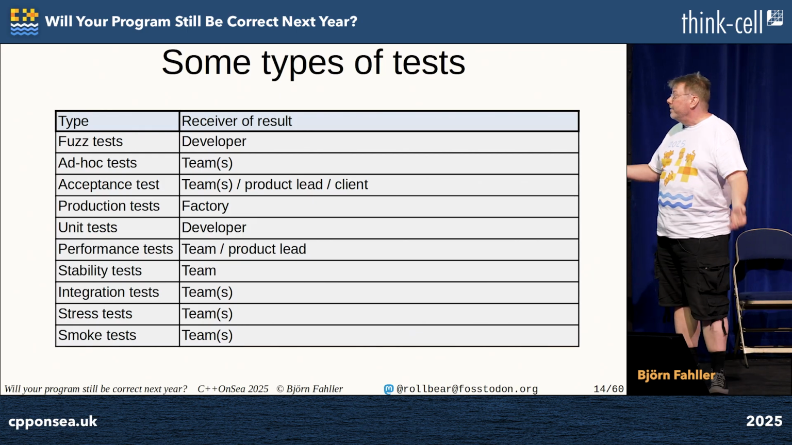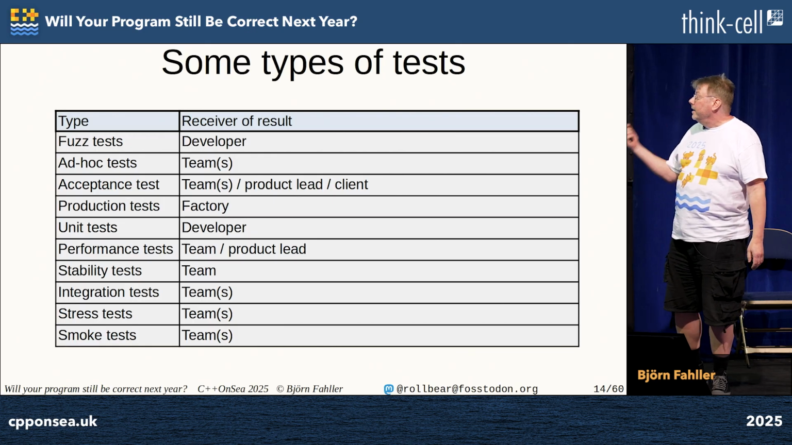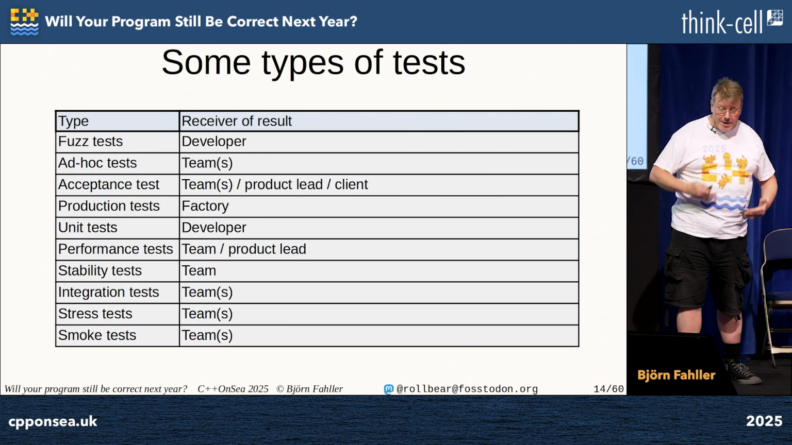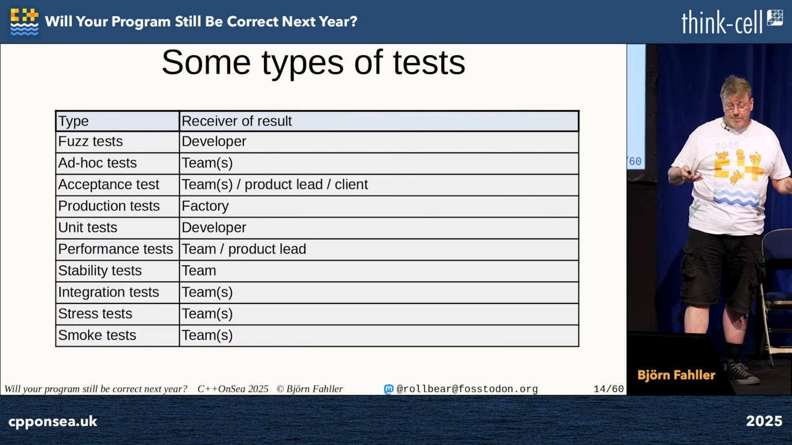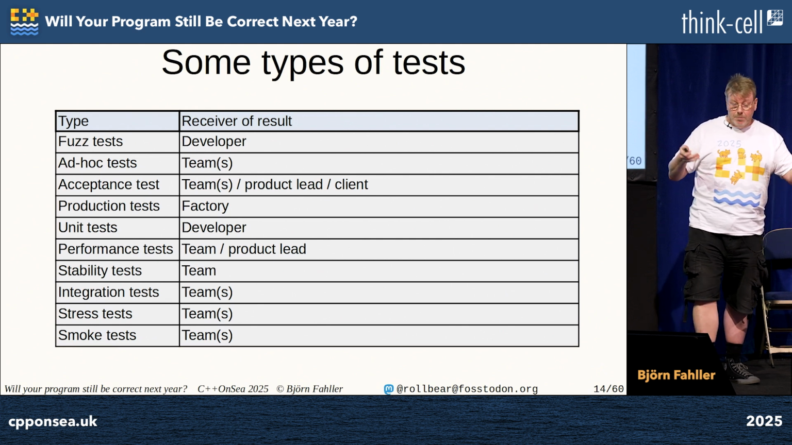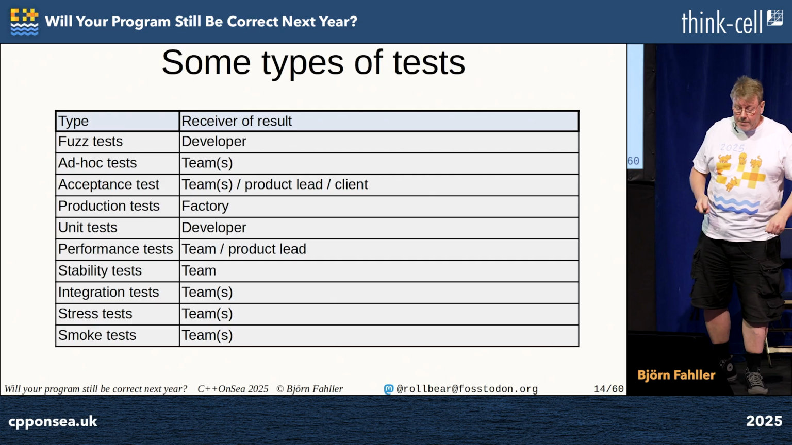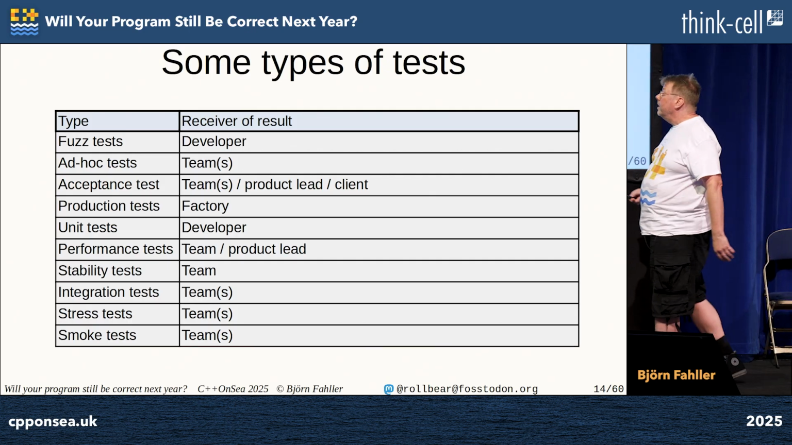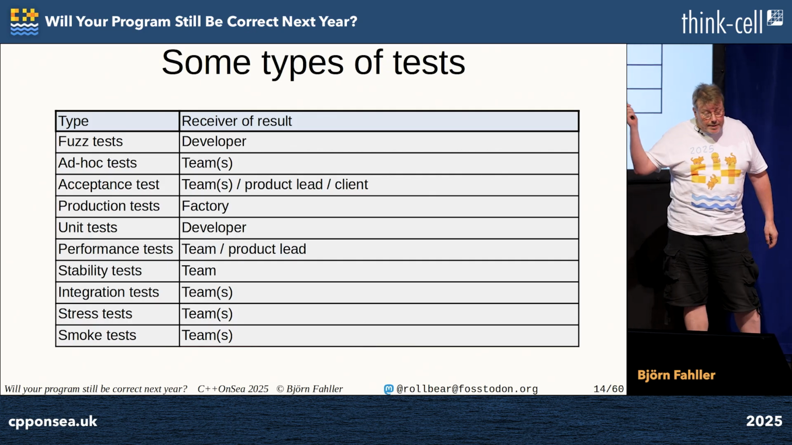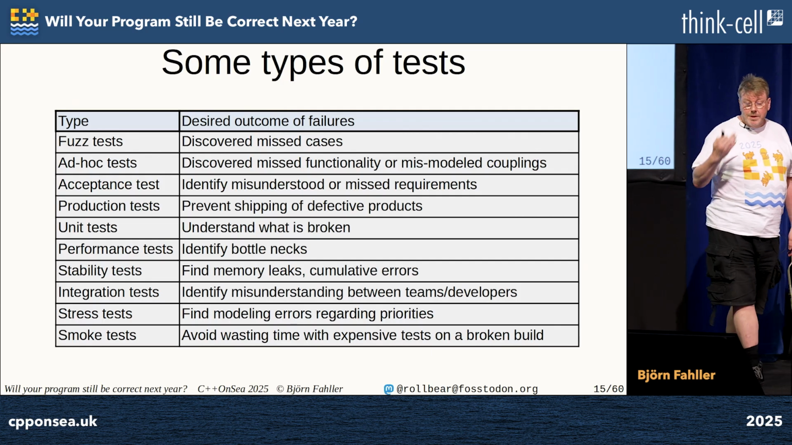Stability test, definitely for the team. Integration tests between several teams. Stress tests, usually between several teams. It's unusual to have a problem turn up that is local to only one team. Smoke tests also for several teams, I would argue, usually.